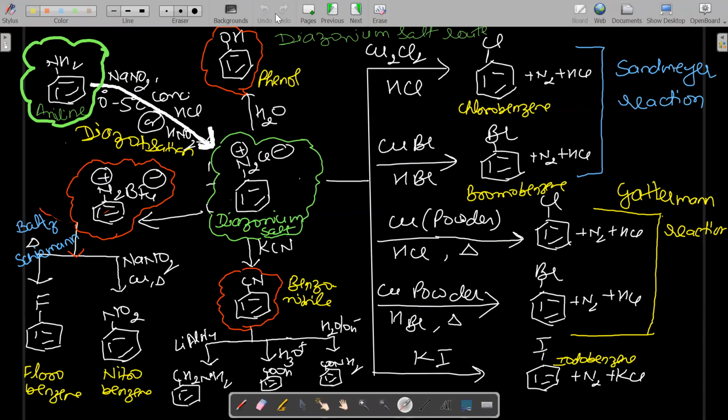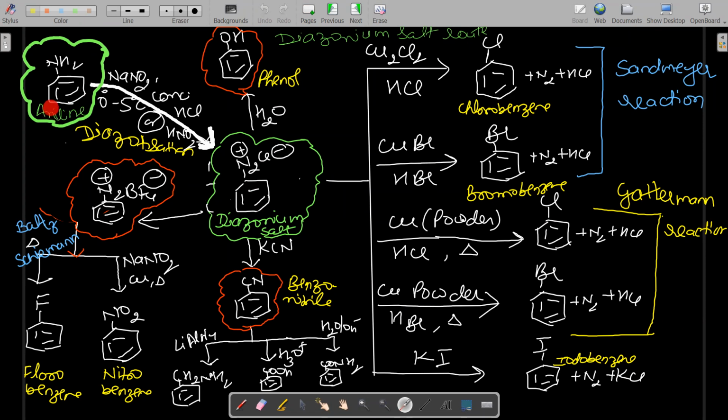So now we'll discuss the diazonium salt conversion. Before this, we have just discussed how to obtain the diazonium salt. The diazonium salt is always obtained from aniline, so our starting compound is aniline. See the conversion, see the reactions.